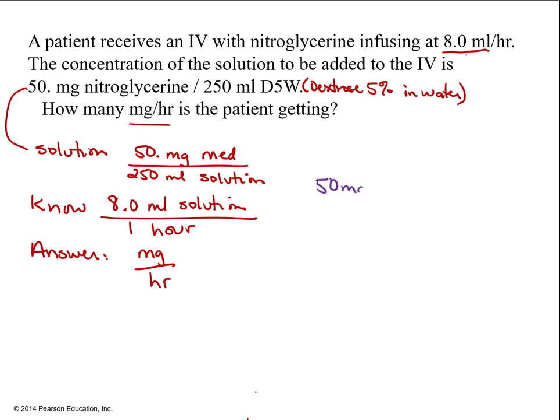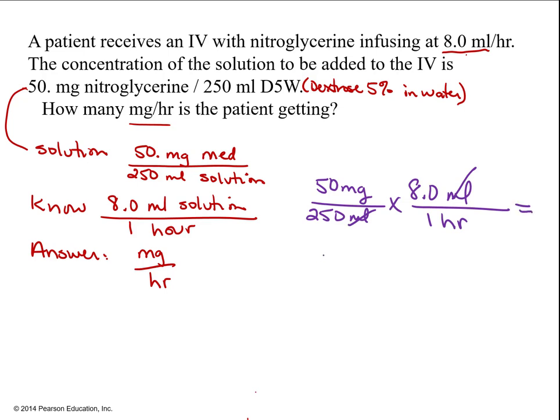Okay, like so: 50 milligrams per 250 milliliters times 8 milliliters in 1 hour. Right? And what happens to milliliters? Milliliters and milliliters will cancel. So setting it up this way, milliliters and milliliters will cancel, and see, your units are in milligrams per hour. So now, what math do you do? What do you multiply? 50 times 8.0 and divide it by 250.